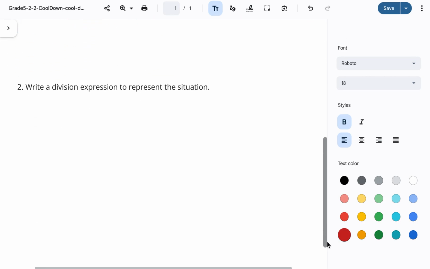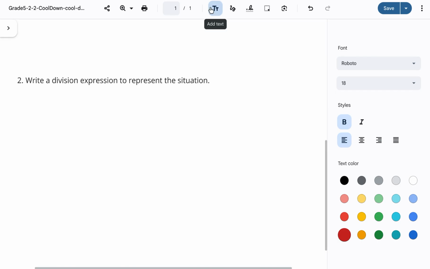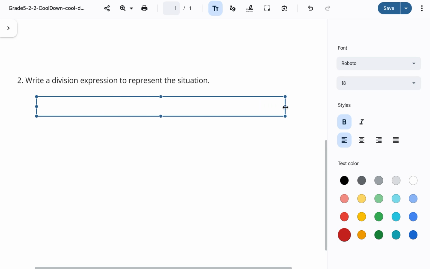Number 2 simply says to write a division expression to represent the situation. Now, remember, boys and girls, we are thinking about division. We know that the first number in our division sentence represents the thing that is being broken up and divided. That is the dividend, the first number in my division sentence. The second number in my division sentence, the divisor, represents how many groups that thing is being shared among, right? Or how many friends are sharing the item that's being broken up and divided.